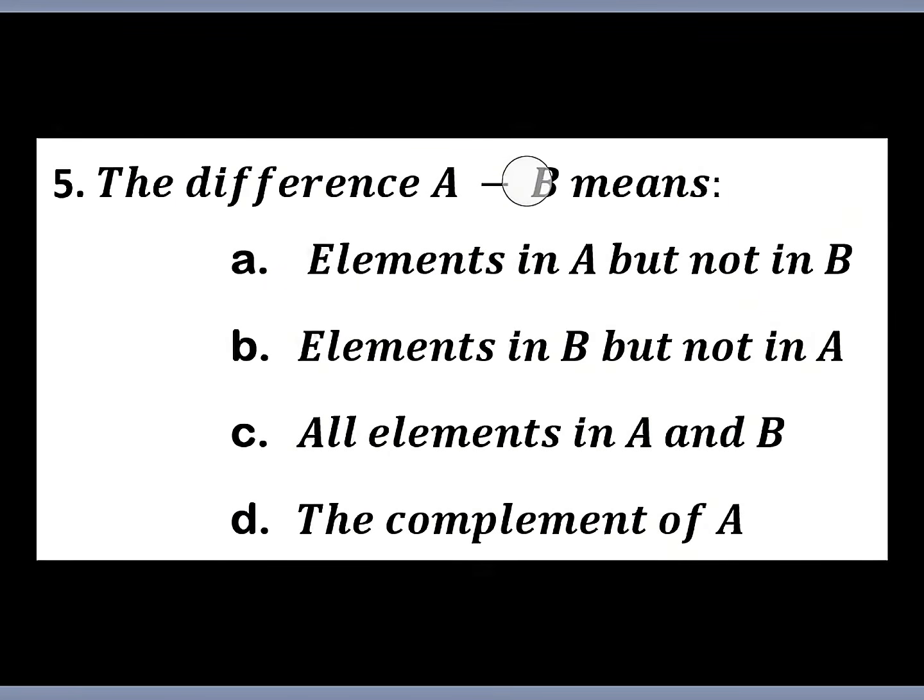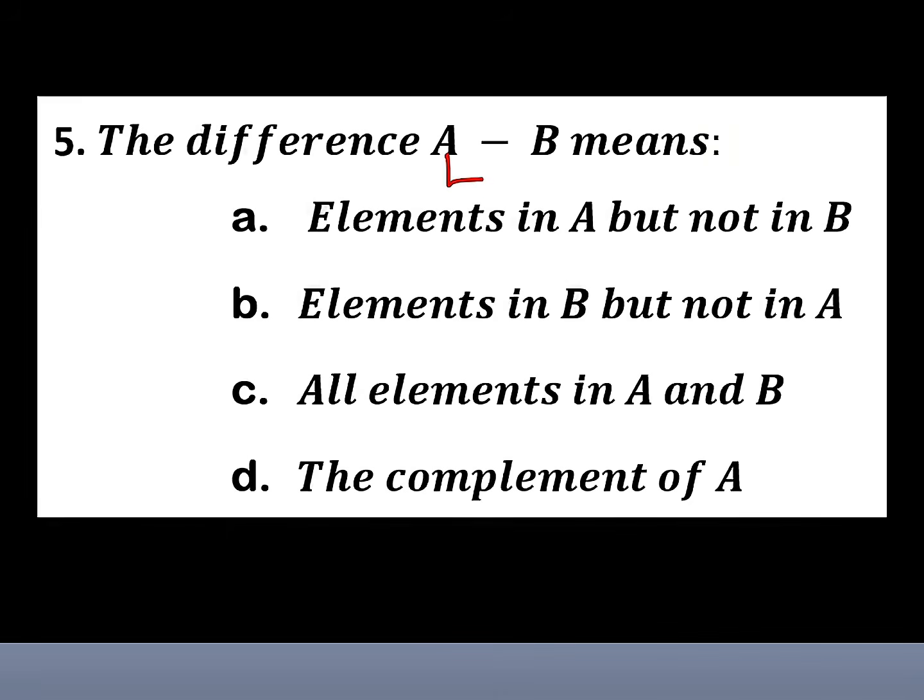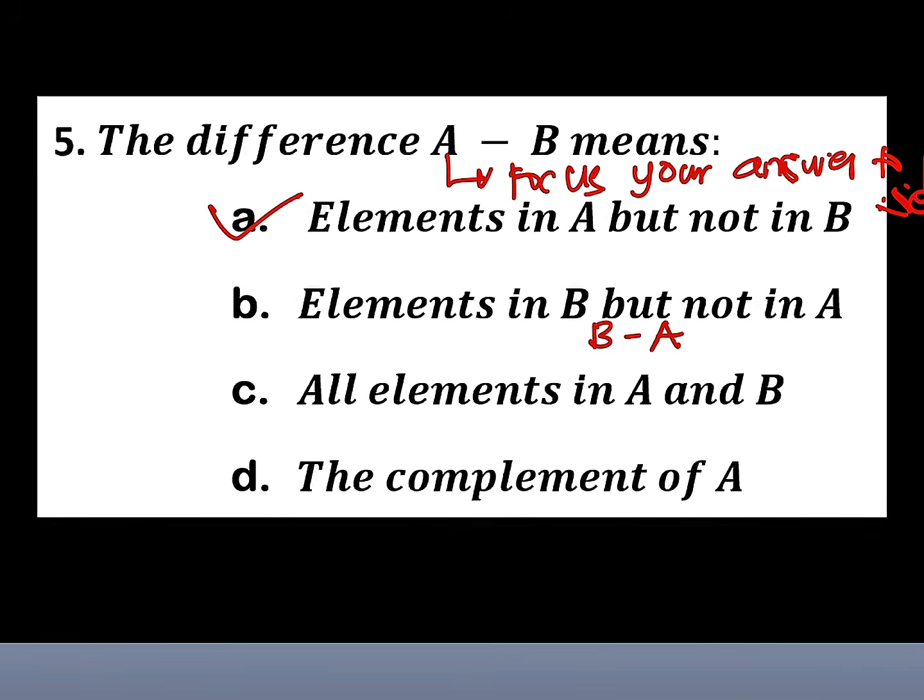For number 5, the difference set A minus B means, remember, the reference answer here is coming from set A. We will focus our answer only and only on set A after removing the common elements from set A and B. So option A, elements in A but not in B. This is the right answer, but let's try letter B, elements in B but not in A. So this is the example for B difference A.